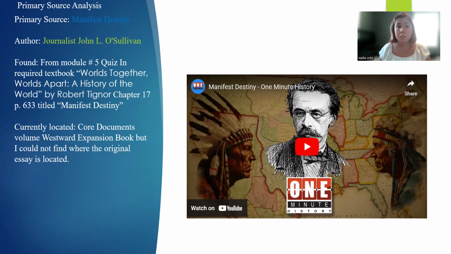I did some research to find the current location of this primary source by looking at the Rio Hondo library database. I did some Google searches and looked through a few articles, but unfortunately I could not find the exact location of its physical copy. But I did go onto the chapter and noticed underneath the primary source a citation that it is located in the Core Documents Volume Westward Expansion book. And that's about all the information that I found on that.